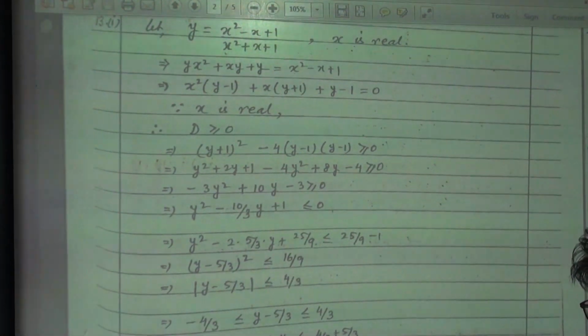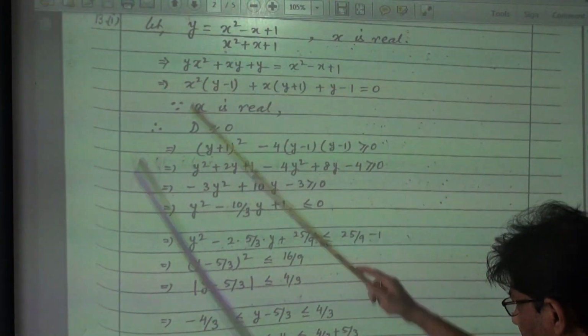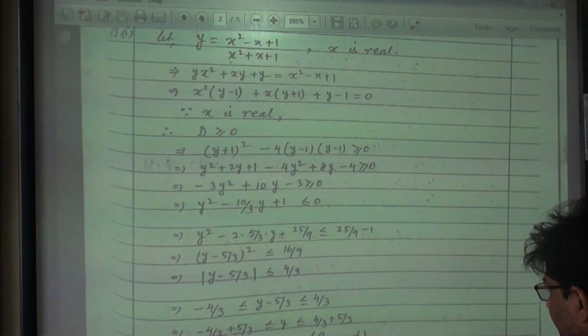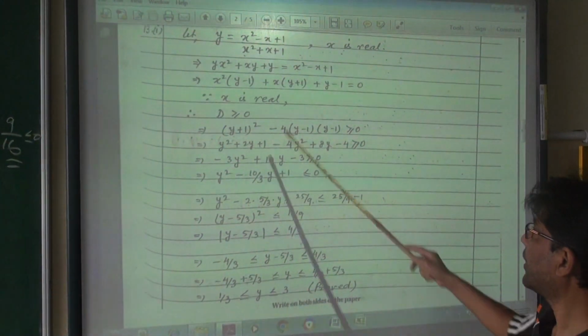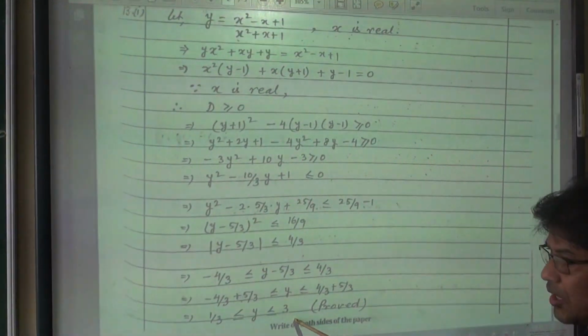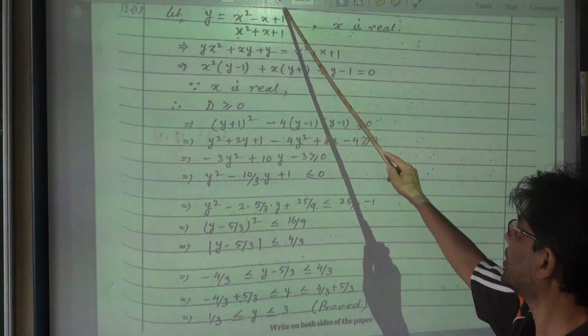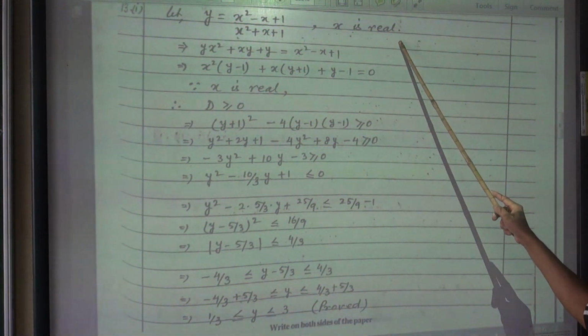In this question, you have to show that the value of this lies in between 1/3 and 3. Question is prove that the value of this lies in between 1/3 and 3. This value I have assumed as y, and the question is giving x is a real number.